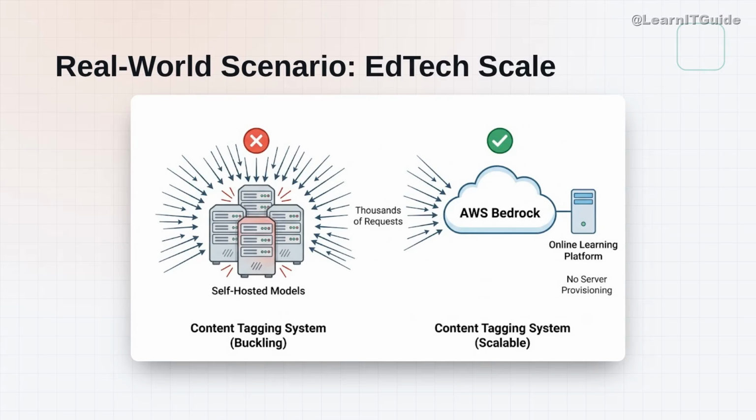Think about this. An online learning platform with 2 million students. During exam season, the content tagging system was buckling under the load of thousands of simultaneous requests. By moving to Bedrock, they offloaded the scaling problem to AWS. They did not have to provision a single extra server. The system just worked.